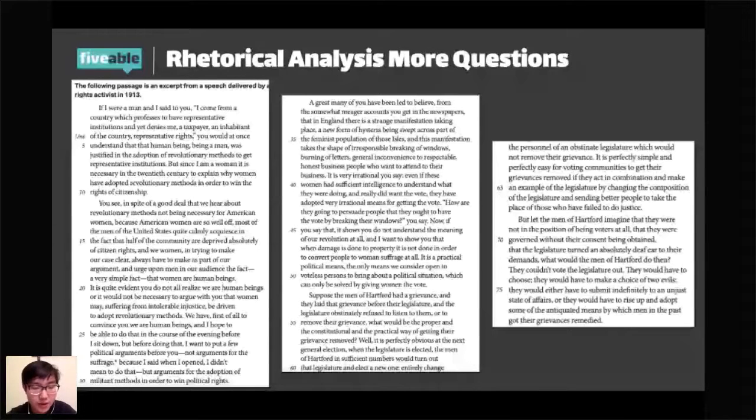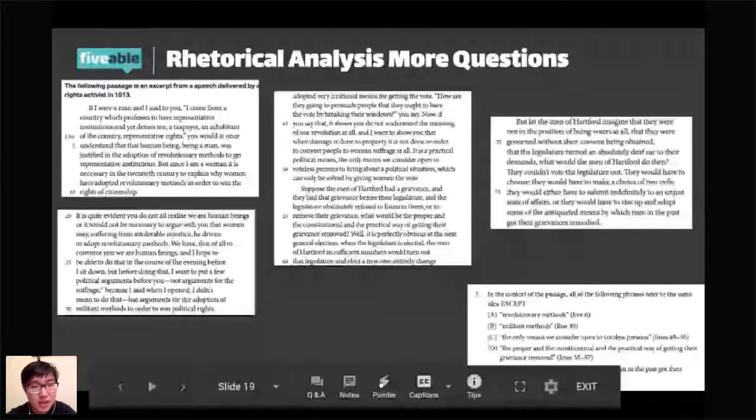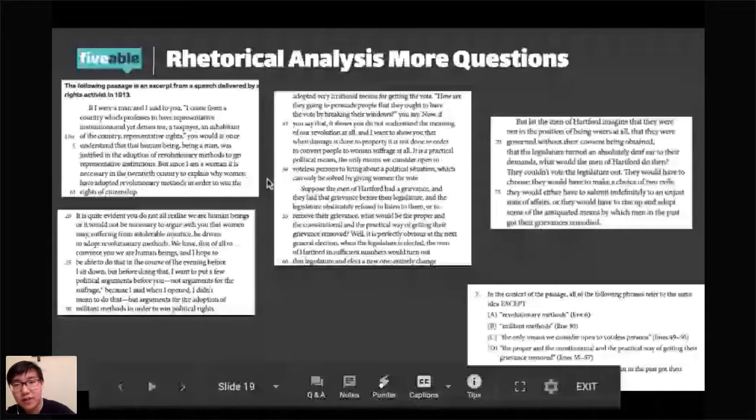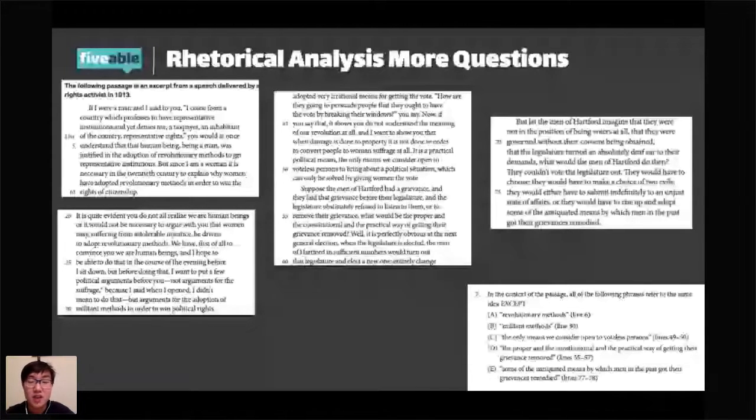So let's start off with question number 7. In the context of the passage, all of the following phrases refer to the same idea. I've cut out little sections of the prompt. There's A, B, C, D, and E within the 5 little chunks of text. Which one does not belong to the same idea? We'll give you 40 seconds.